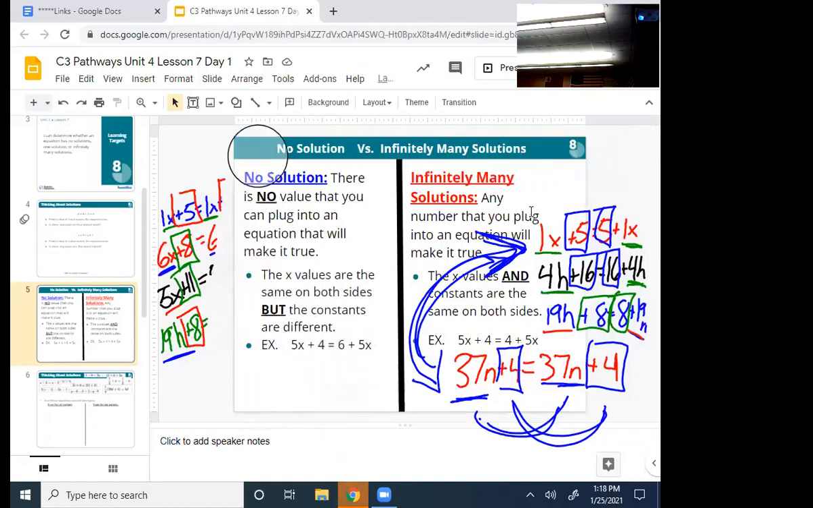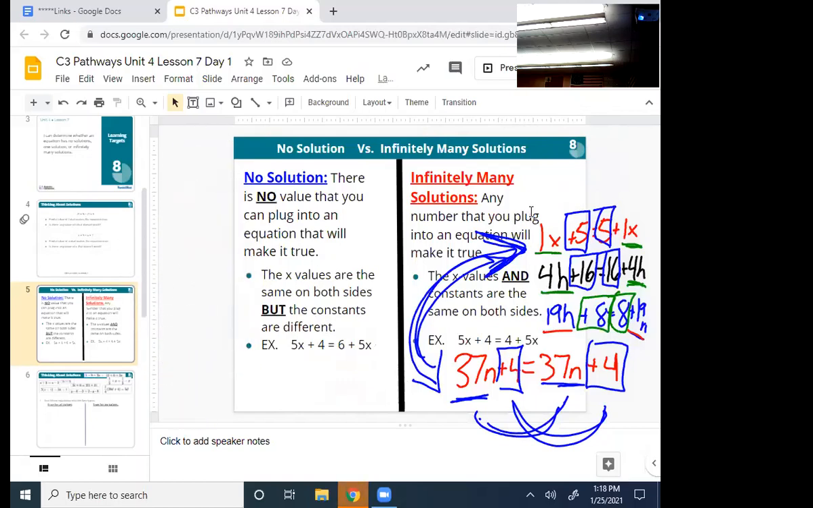I'm going to start to erase. Think I'm erasing under there? I don't know. Oh, let me go back in. There we go.